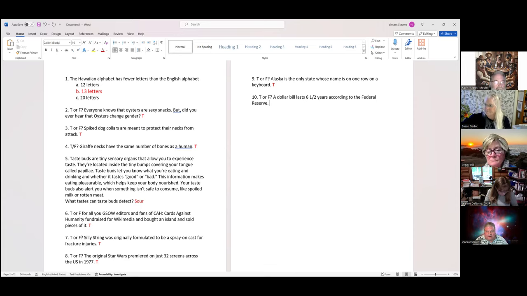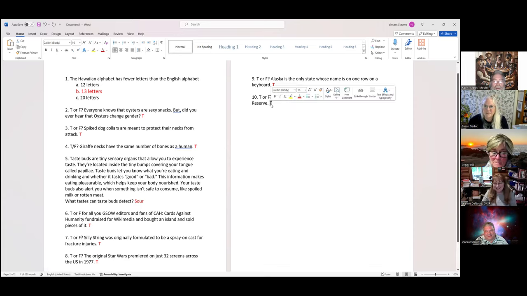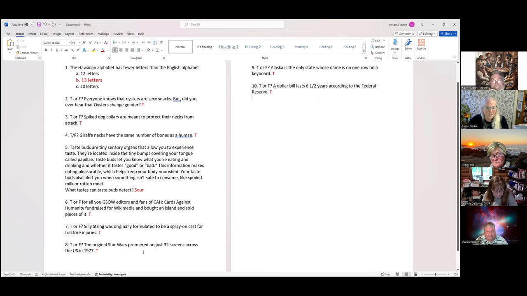Amazingly enough, I know that number 10 is true. Which is 10? Okay, I just want to say it never lasts me 6.5 years. Six and a half years. Yeah, it seems like it would last less than that. The only one I don't like is Star Wars. I think it could be false, but then again, it could have just premiered in major cities opening night, and maybe I didn't see it opening night. Maybe I saw it the next night. You know what I mean?